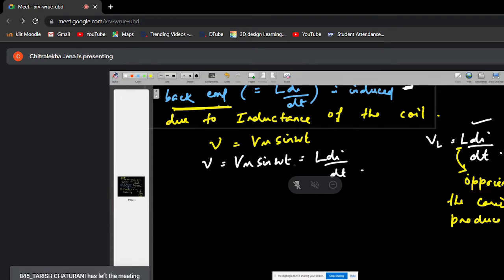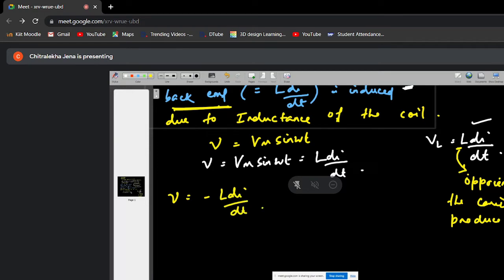Minus, so listen. V is equal to minus L di by dt has no relation with the magnitude. I am writing the magnitude part. Okay, clear?